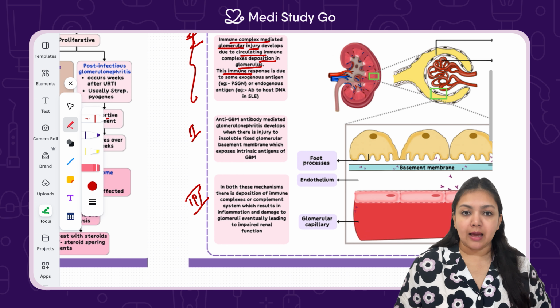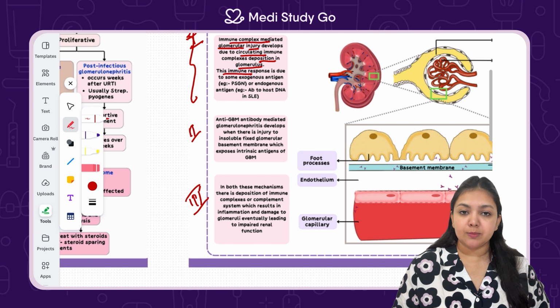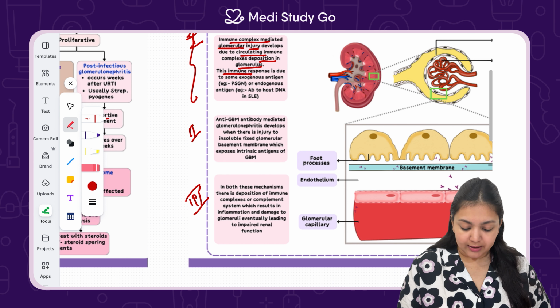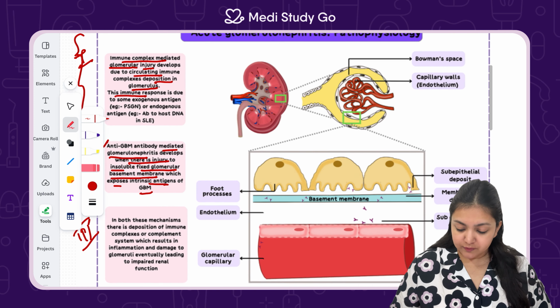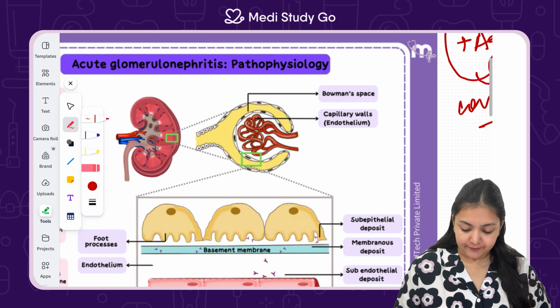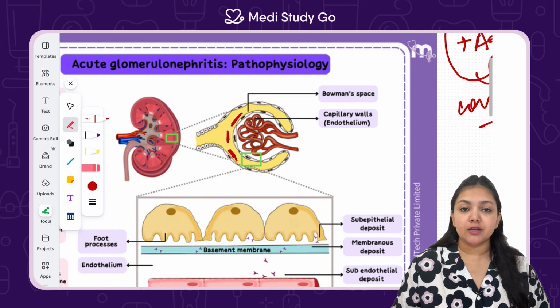Now what second can happen is that if there is an anti-GBM antibody which is against the glomerular basement membrane, if an antibody is formed, it mediates the glomerulonephritis and it develops when there is injury to the insoluble fixed glomerular basement membrane, which exposes intrinsic antigens of the GBM. So suppose this is the glomerulus and this is the basement membrane. If this basement membrane gets eroded on the top, it is going to expose the antigens present inside it.